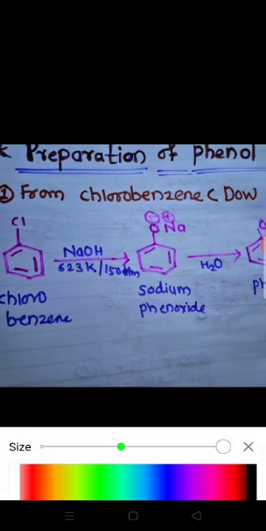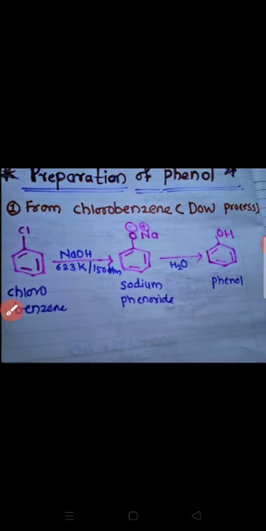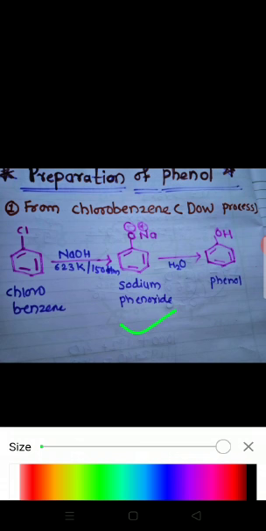Students, see here, this is a sodium phenoxide ion. With the treatment of dilute HCl, we get the phenol molecule. This is the first method, preparation of phenol by the Dow process, that is from chlorobenzene. Chlorobenzene is fused with NaOH at high temperature, 623 Kelvin and high atmospheric pressure. In the first step, sodium phenoxide is obtained, and in the second step, after treatment with dilute HCl, it forms phenol. This is the first process.